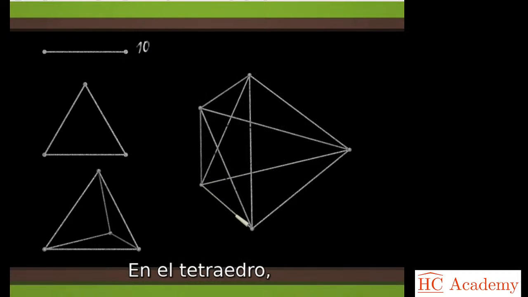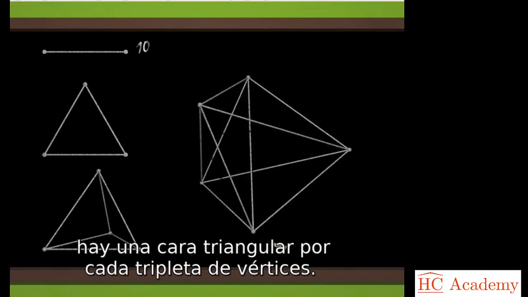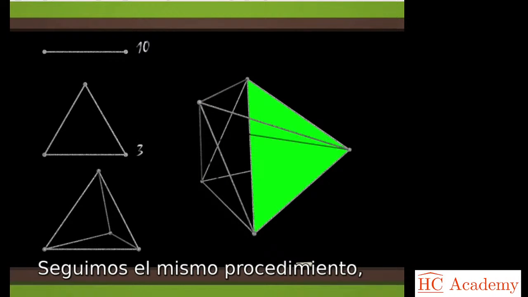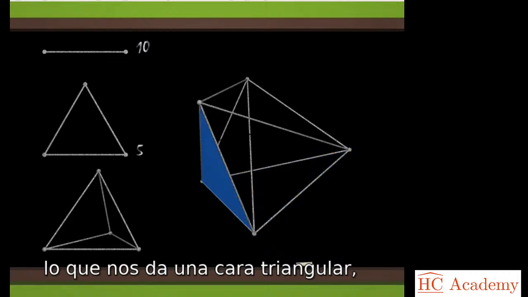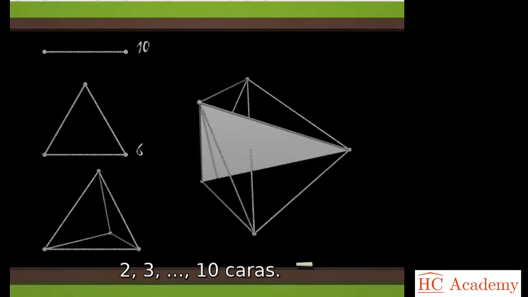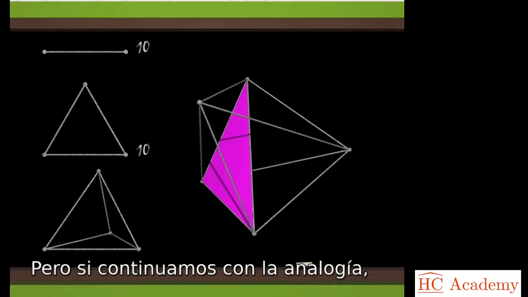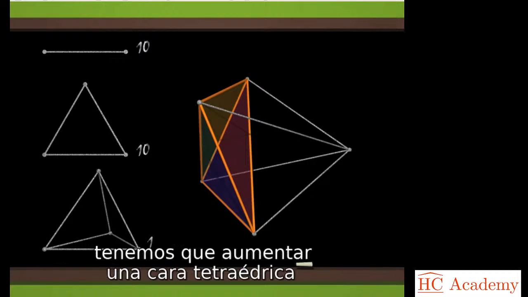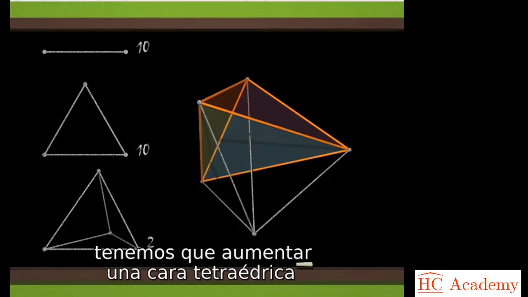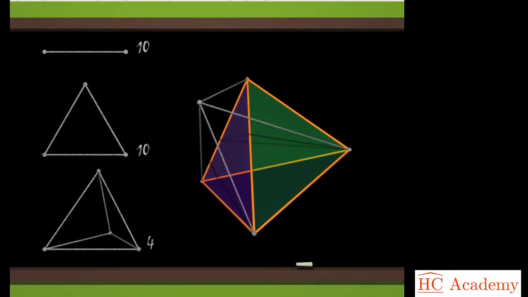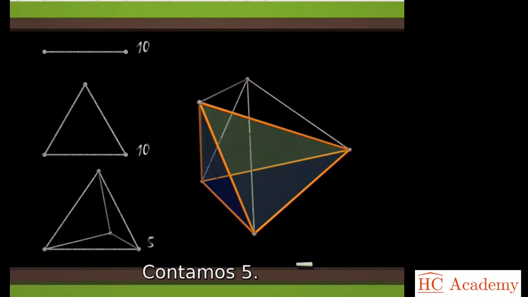Of course, we can spin the tetrahedron around, and within it there is a triangular face, just as we did for each triple of vertices. We proceed in the same way, which gives us 10 faces. But if we keep going, by analogy, we have to add a tetrahedral face for each 4-tuple of vertices. There are 5 of them.